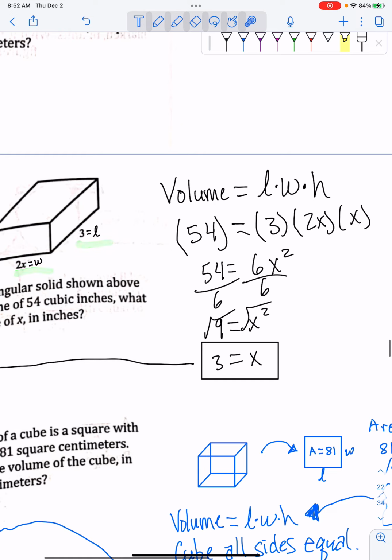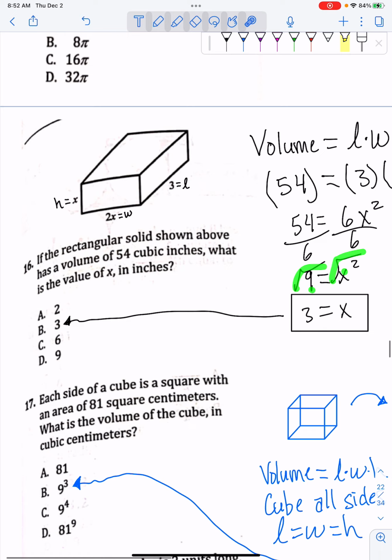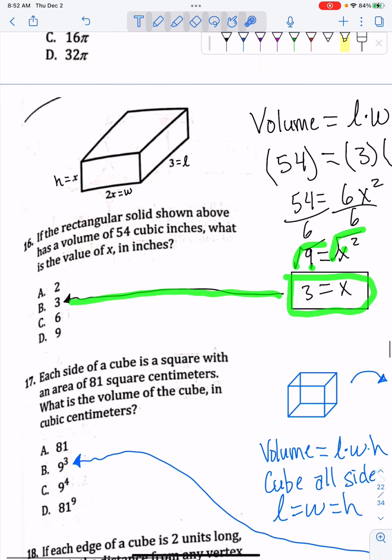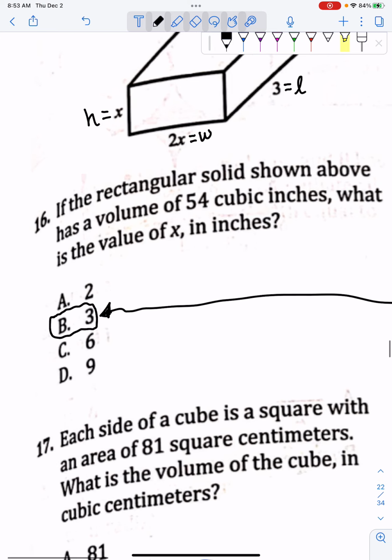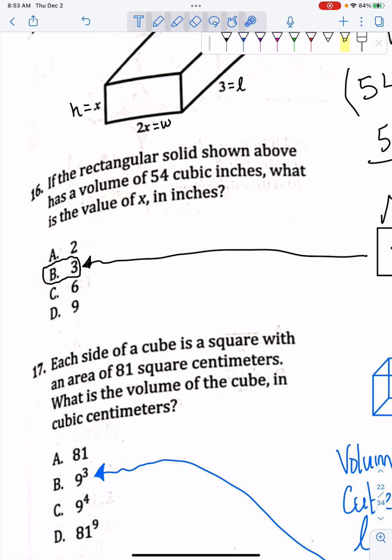And then we just plug and chug: 54, 3, 2x, and x. We simplify: 3 times 2 is 6, x times x is x squared. We divide both sides by 6, you get 9 equals x squared, square root both sides, x equals 3. I know I just kind of played through that, but that is how you do that one. The hard part is just setting it up. Final answer, B. Boom. All right, the next one.